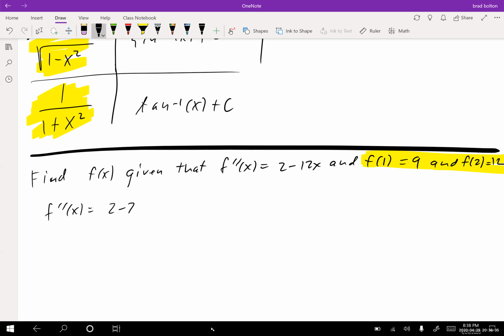2 minus 12x. Now think about this. How am I going to get back to f of x? Remember, they want to know f of x. So take a minute, think about how you're going to get back to f of x. Again, I've been talking quite a bit without pausing. Sorry about that, you guys. Sometimes I get carried away. So I have f double prime, but they don't want f double prime. They want to know f of x, the original function, before it was differentiated.